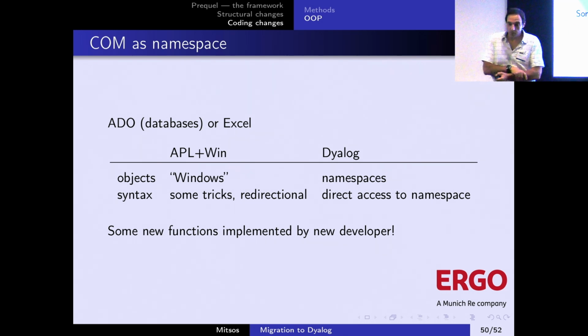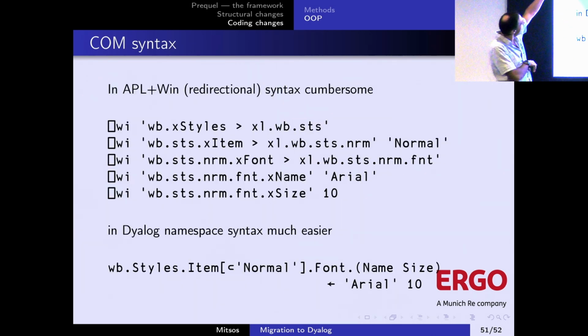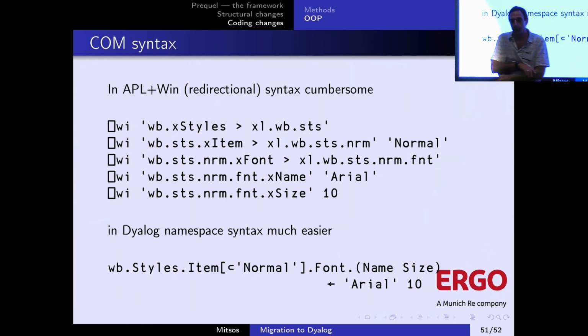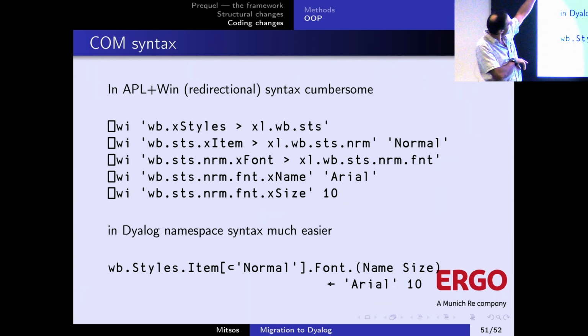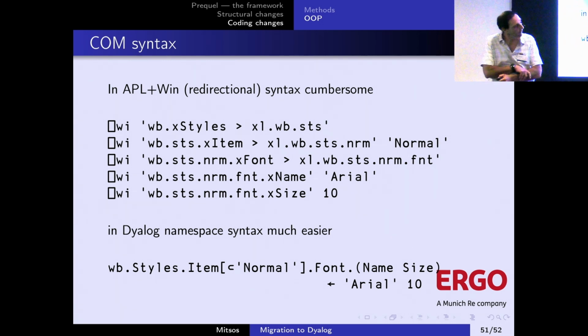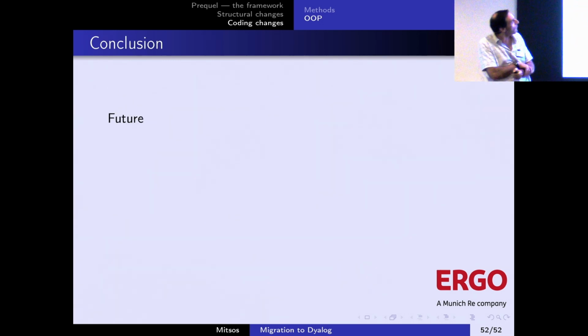One very important point, some new functionalities to Excel were added by a new developer. Now I'm not alone anymore. And I hope that in a few years a colleague of mine will come also to some conferences. This was an example with tricky syntax for setting the standard font and the standard font size in Excel. I needed 5 lines in APL+Win, and in Dyalog it can be written in 1 line using the namespace syntax. So those were the points.